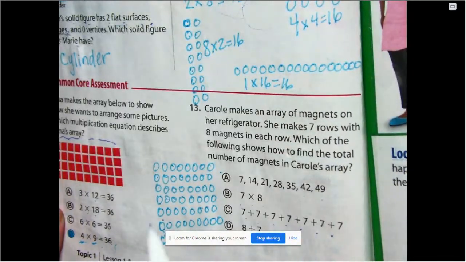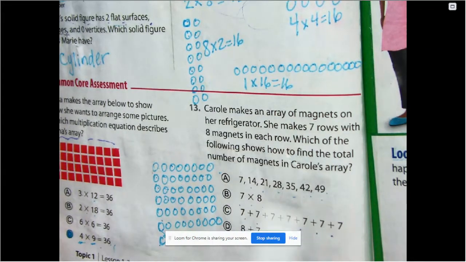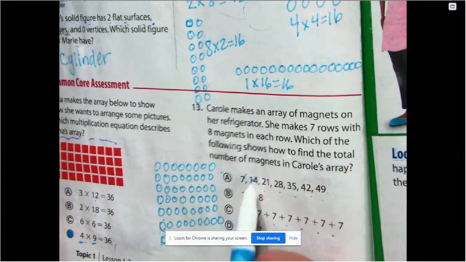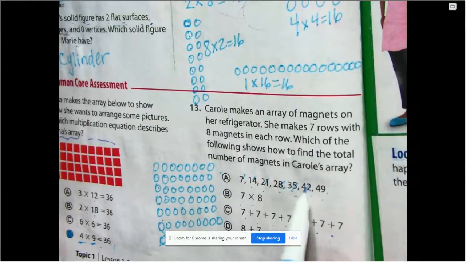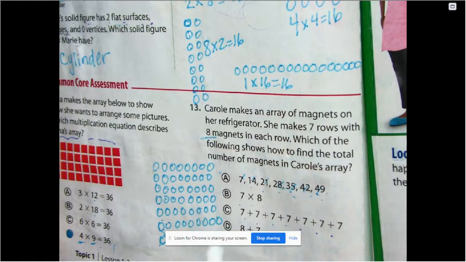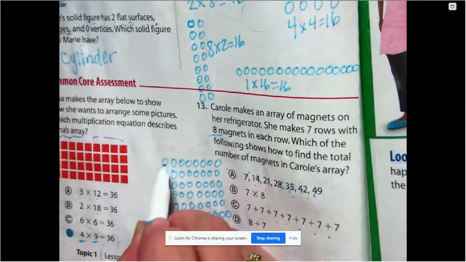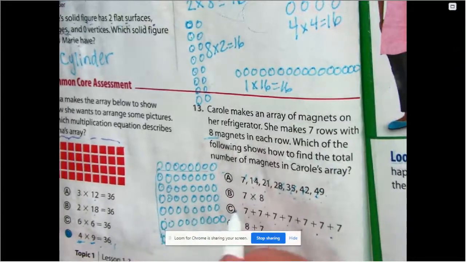Okay, so if we skip count by 7, 7, 14, 21, 28, 35, 42, 49. That's skip counting by 7 seven times. But it says 8. Will that work? Let's try 7 groups of 8. 7 groups of 8. That works.